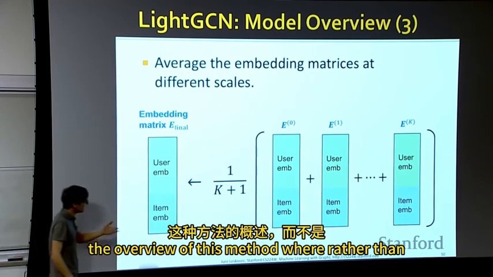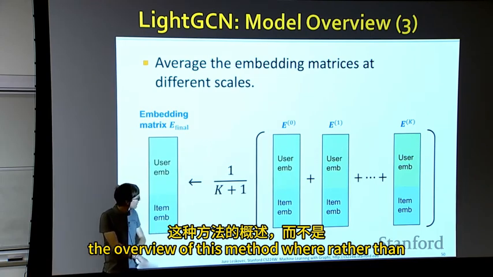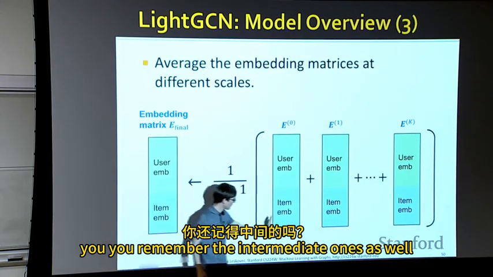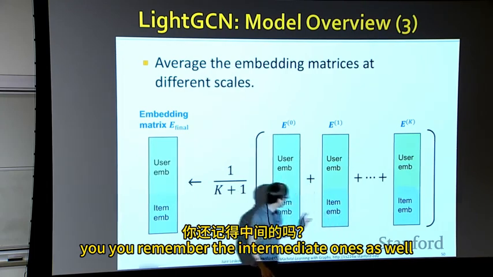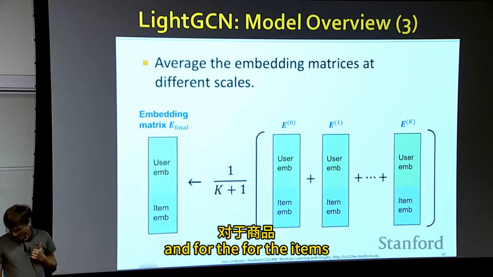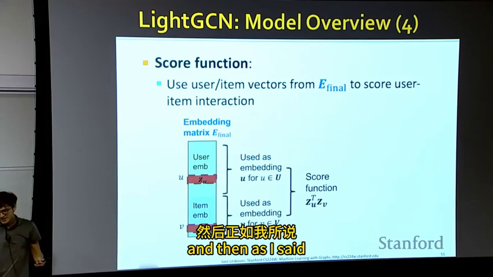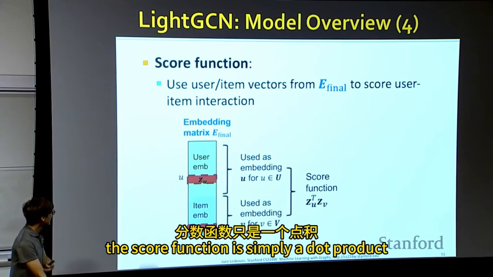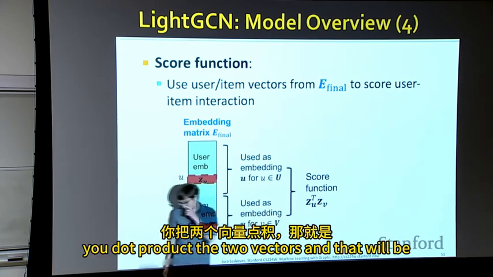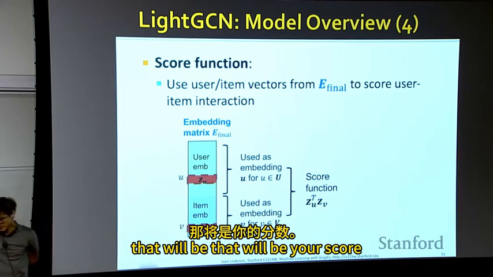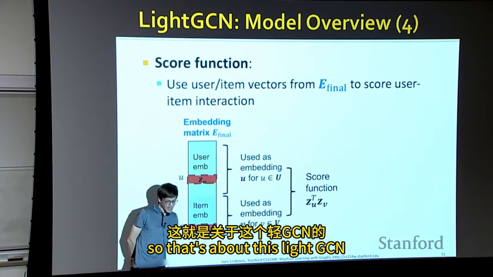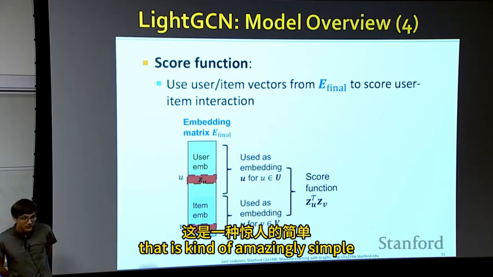Okay, so that's the overview of this method, where rather than iterating and taking the last one, you remember the intermediate ones as well, and average them up into your final embedding for the users and for the items. And then, as I said, the score function is simply a dot product. You take a user, you take an item, you dot product the two vectors, and that will be your score. Okay. So that's about this Light GCN that is kind of amazingly simple.